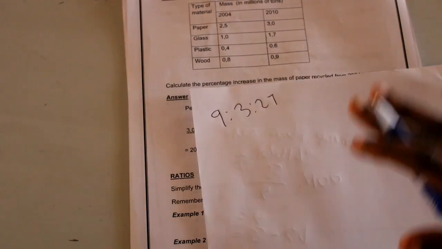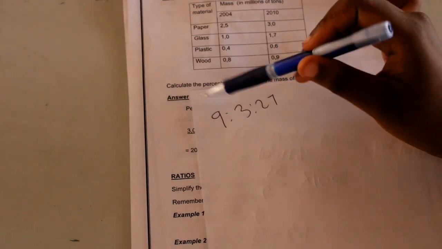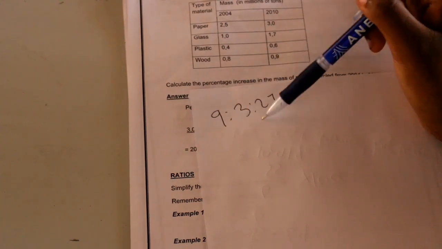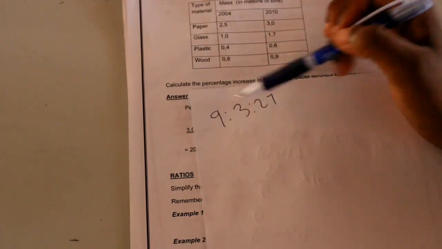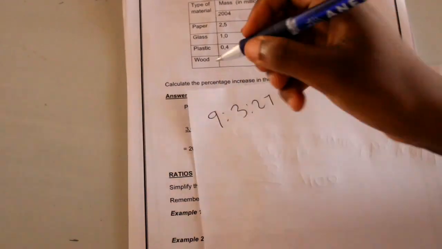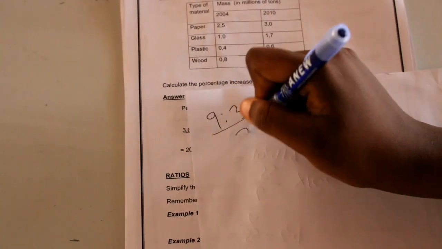But with ratios, you need to leave it in its simplest form. You can't leave it like this, it's just writing the question over again. By doing that, we find the highest common factor. The highest common factor here is 3, because I can see there are multiples of 3. So I divide by 3.